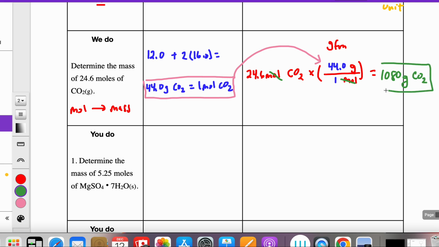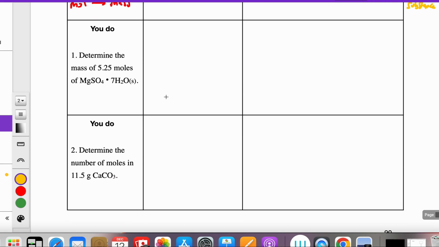And so notice in my answer, I have a value, I have my unit, and the identity of the substance that this mass belongs to. You try the 2 you-dos listed below. Check your work with your teacher.